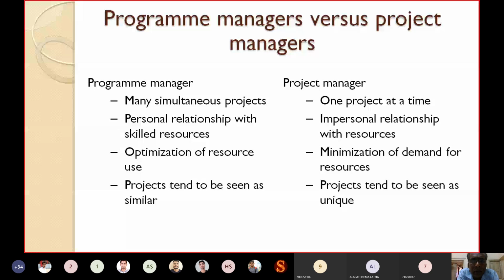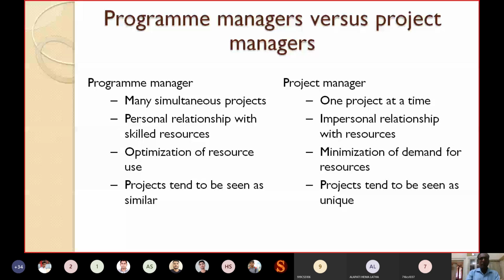But the program manager, as I have already told you, deals with a set of similar projects. So here the projects tend to be seen as similar. The program manager views the different projects as of similar type. In case of project manager, the projects tend to be seen as unique, but in case of program manager, the projects tend to be seen as similar. That's what the program manager can view.